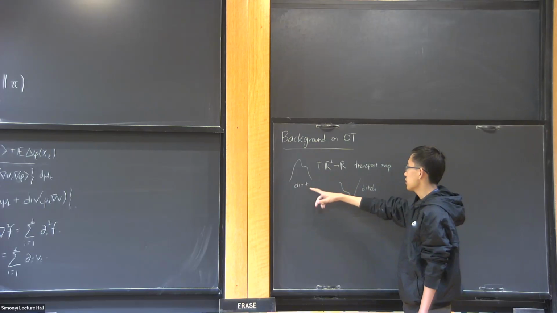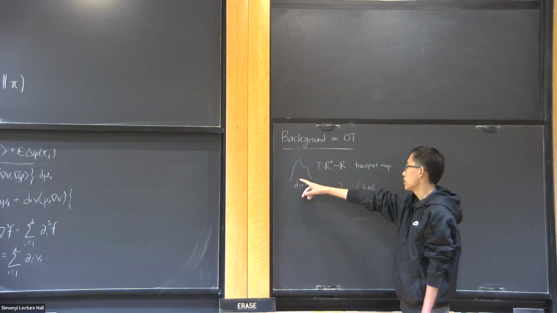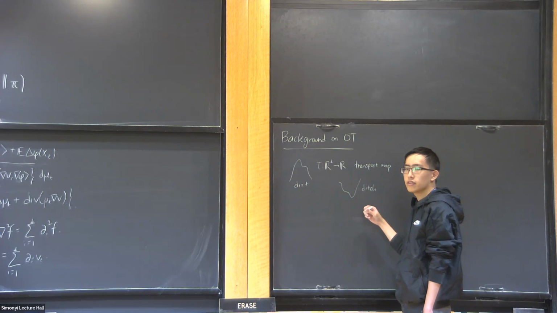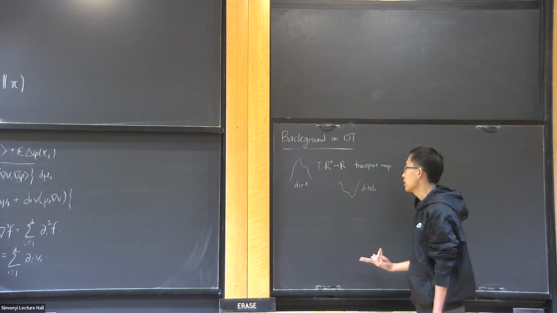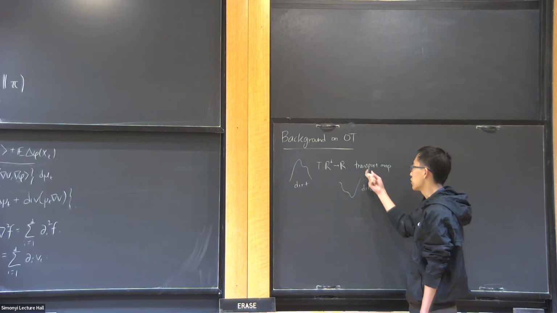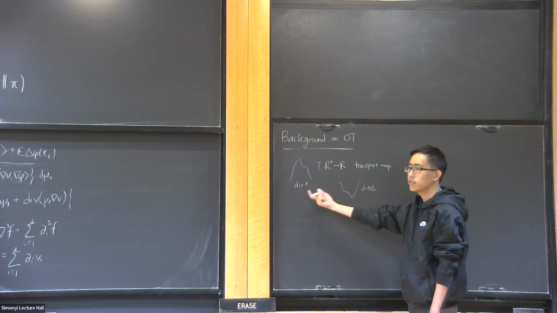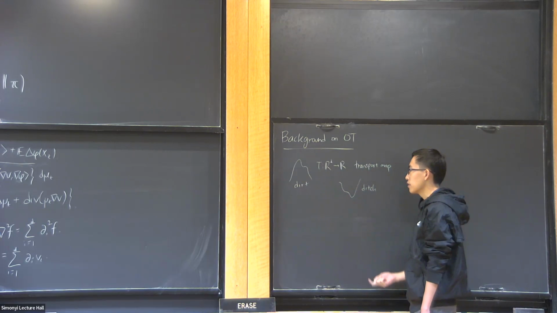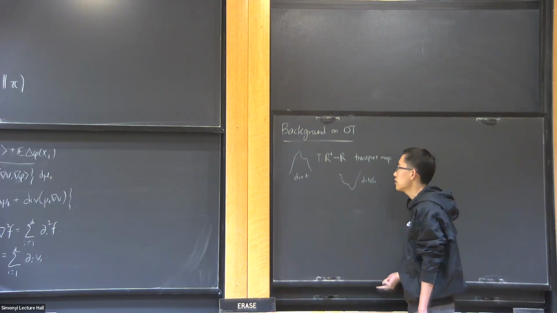So T of X tells you, for every position X in the dirt, where in the ditch I should send it. And there are two extra things that we need. One is the constraint of actually transporting: we want to make sure that this dirt actually goes to the ditch. And the second is, what is the optimal way to do this?